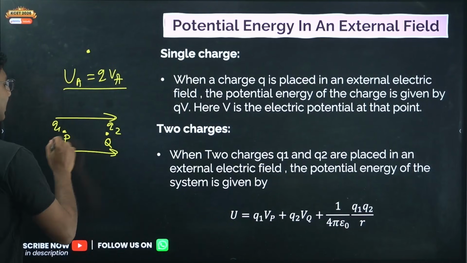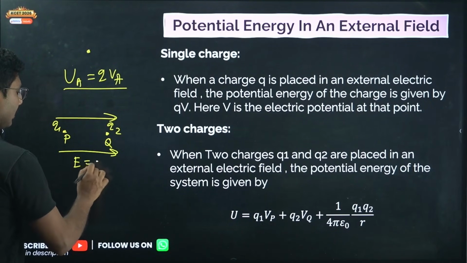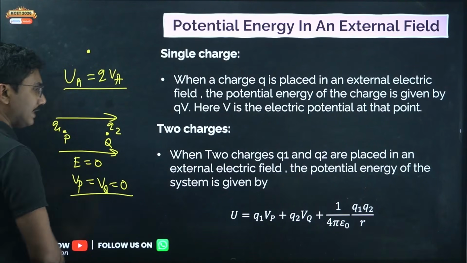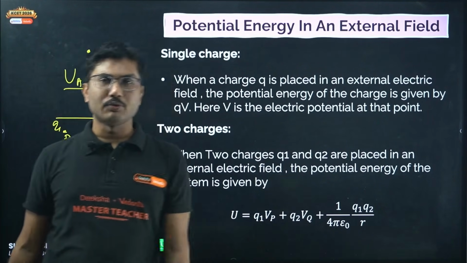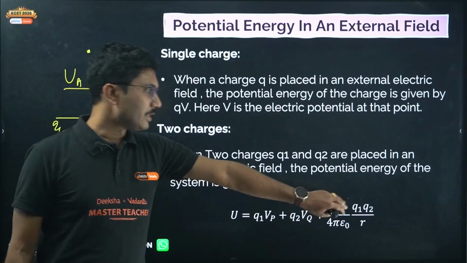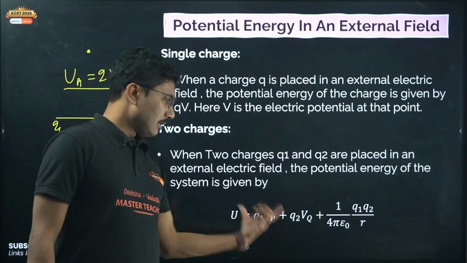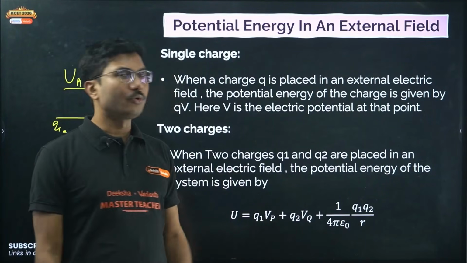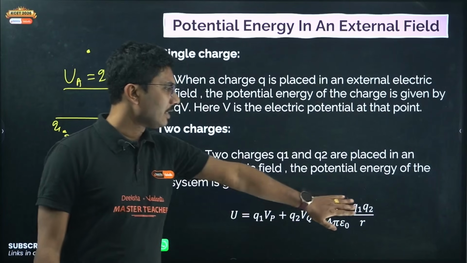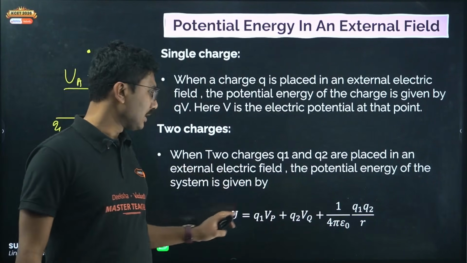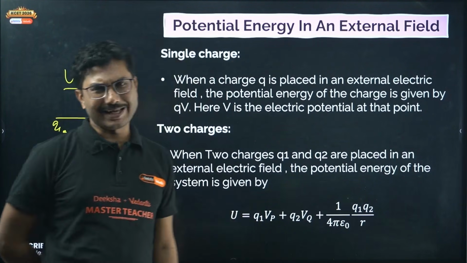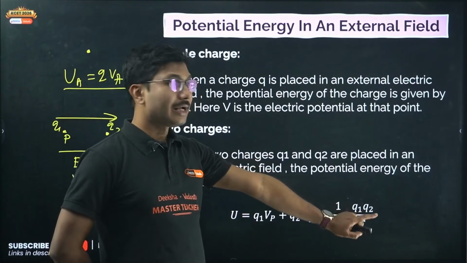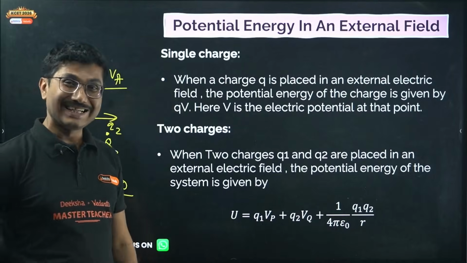Now if there is no external field, if the electric field is 0, then Vp equals Vq equals 0. So in that case potential energy will be simply 1 by 4 pi epsilon naught Q1 Q2 by R. So this formula also you have to remember. In KCET and board exam, if some question comes based on this concept, mostly there will be no external field. So you just need to use electric potential energy is K Q1 Q2 by R. Do not confuse with Coulomb's law. In Coulomb's law there is R square. In potential energy there is only one single R.